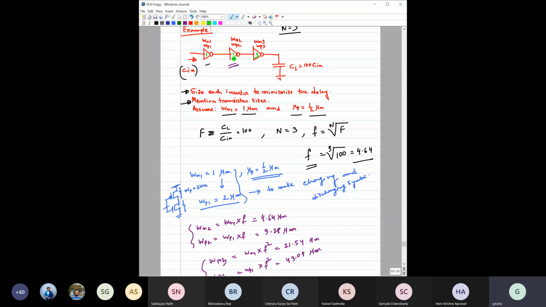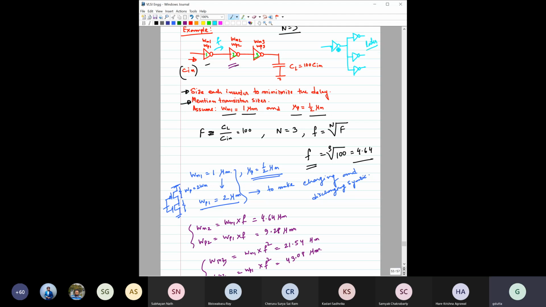In some cases, the arrangement might be somewhat different. Suppose here this inverter is driving only one inverter, but in a practical case, it might be driving two or even three inverters. Then how to scale? From here to here, we are scaling by a factor of f. Should we also apply that if multiple inverters are connected at this output, or do you have to make some changes? Those things are a bit different, so you will take these up at a later stage.